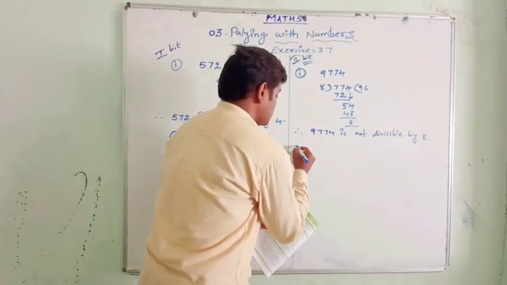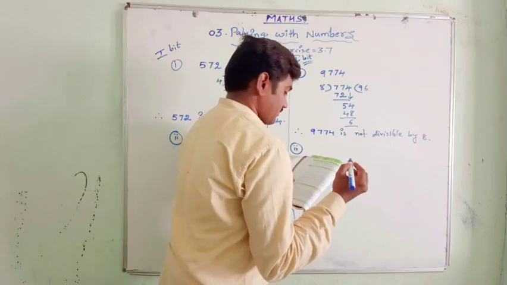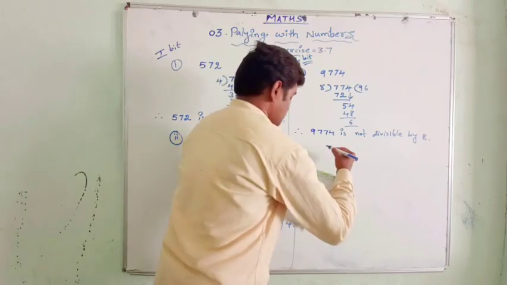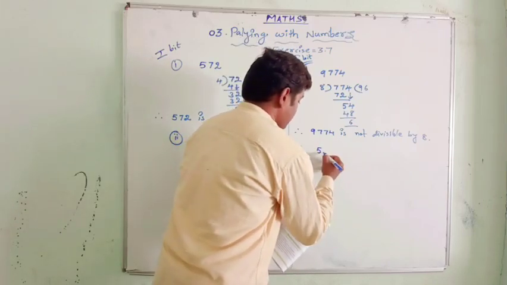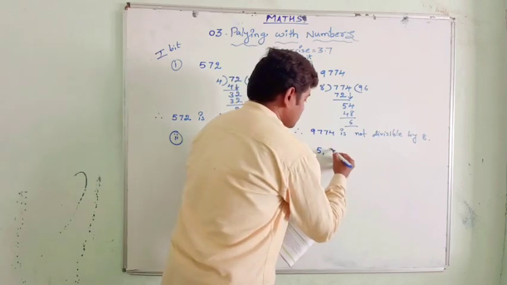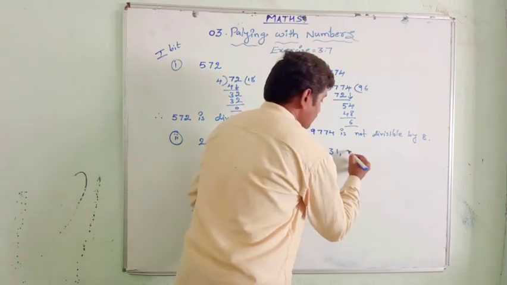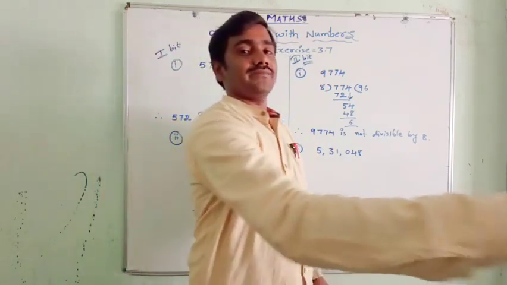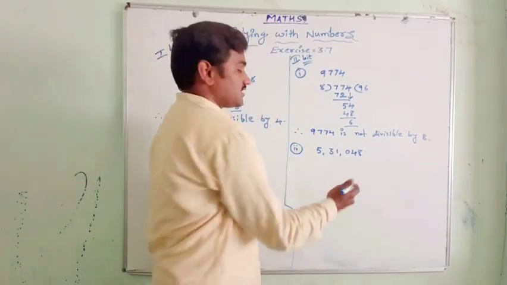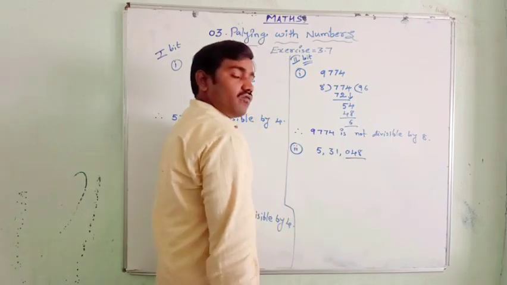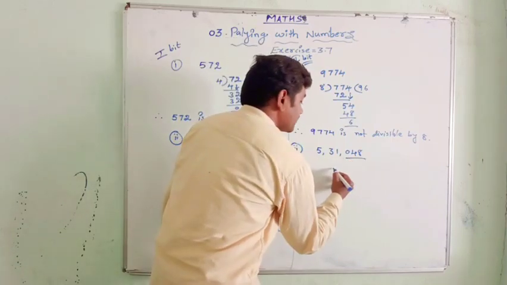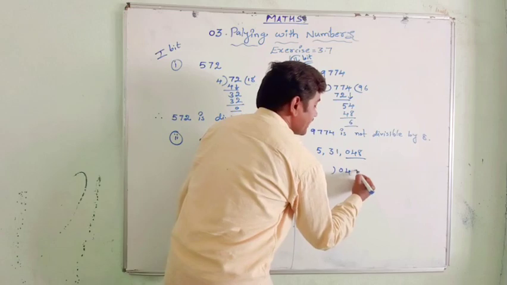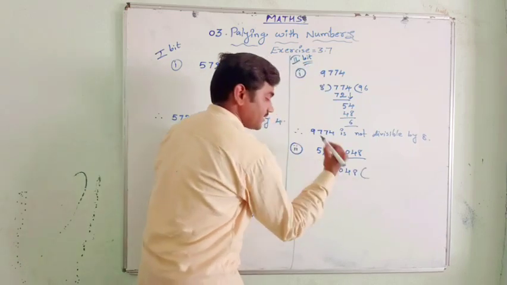The second one: 5,31,048. What are the last 3 digits here? The last 3 digits are 048. So let us check 048. Is it divisible by 8 or not?